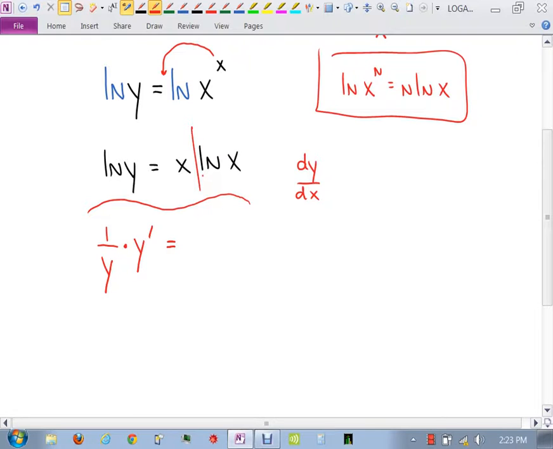So what's the derivative of x? 1 times ln x plus what's the derivative of ln x? 1 over x. And we don't have to put x prime, right? Times x. So we get 1 over y times y prime equals natural log x plus 1.